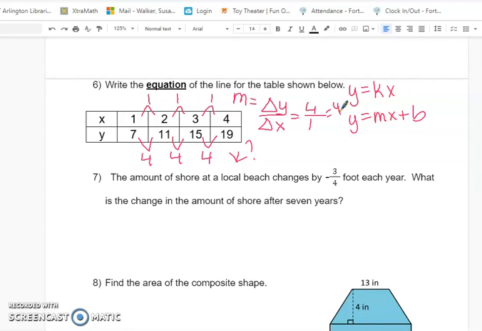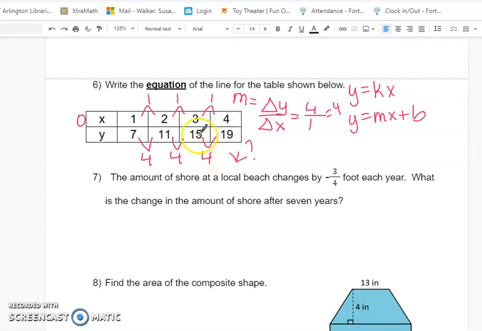But I still don't know which equation to use. So I have to see if the table goes through 0, 0. If it's 0, 0, I use this one. If it doesn't, I use this one. Okay. 4, 3, 2, 1, 0.